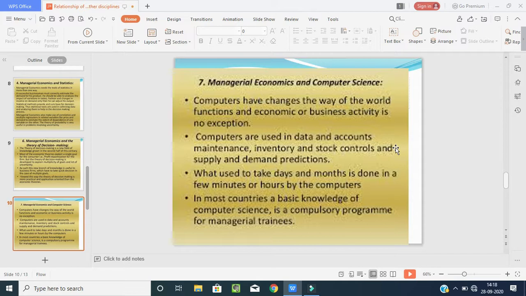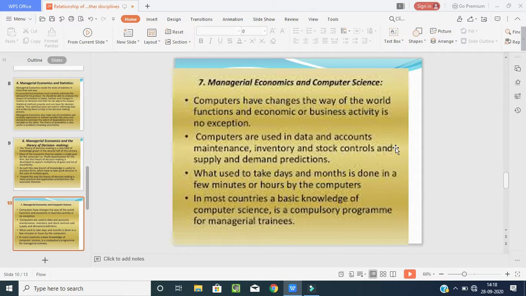Computers are used in data and accounts maintenance, inventory and stock controls, and supply and demand predictions. As we were discussing, in the previous slide I showed you how managerial economics is related with accountancy. Nowadays they are not recording in books or on paper. All the managerial economics accounting bookings take place in the computer or in the system, which is the computer science part. So managerial economics deals with computer science also.